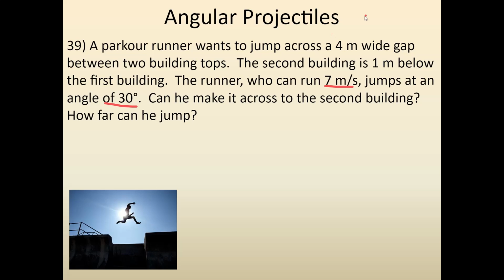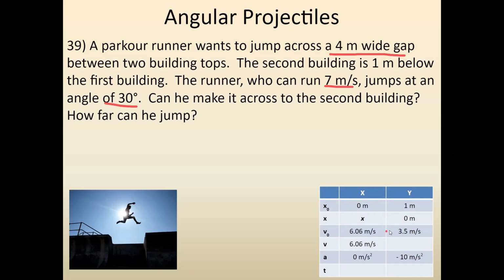The one thing to keep in mind is this. They tell us that the jump is 4 meters wide, but you notice that when I make my chart, that 4 meters does not appear, because this 4 meters is what we call a reference number. It's just being used to compare to our answer to see whether or not the person makes it. So whatever I get for x, I'm then going to compare to the 4 meters: if it's less than 4, he doesn't make it. If it's greater than 4, he does make it.